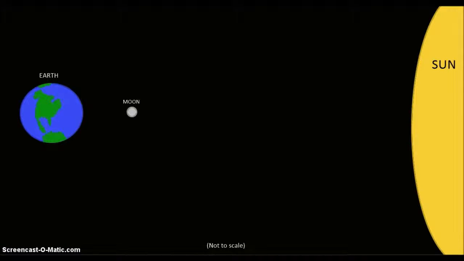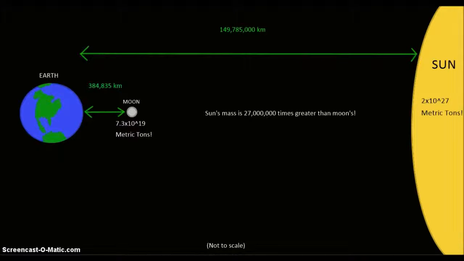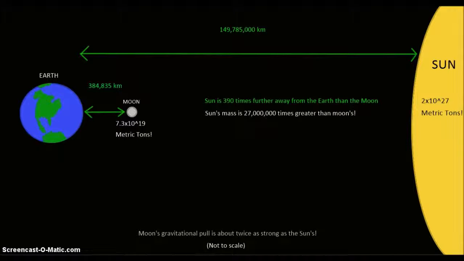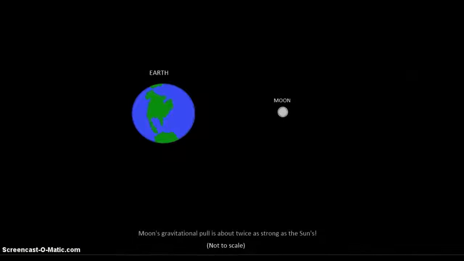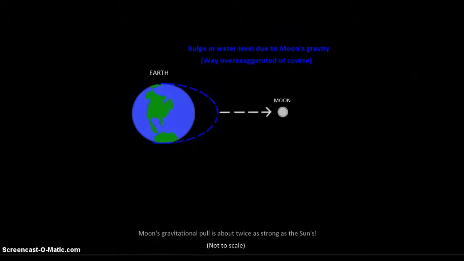Tides are the result of the gravitational attraction of the sun and the moon on the earth. The strength of the attraction has to do with the mass of the sun and the moon and the distance between them and the earth. Although the sun is much larger, the moon is much closer, and because of that, its pull is about twice as strong. This causes a bulge in the ocean on the side of the earth that faces the moon.